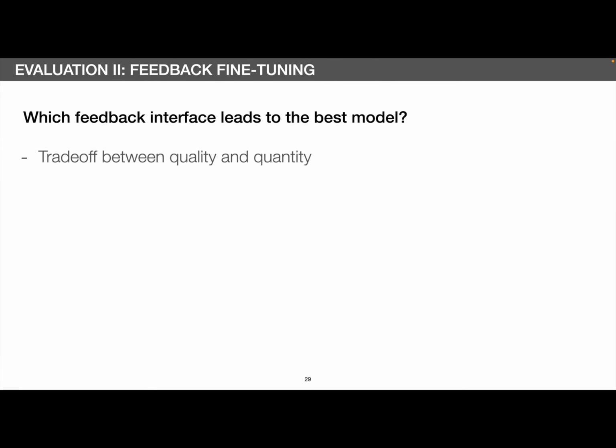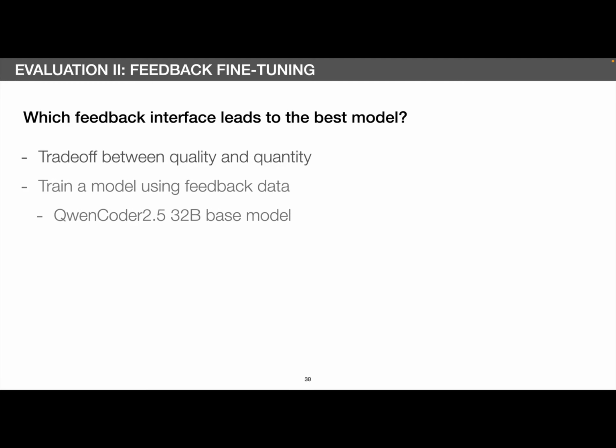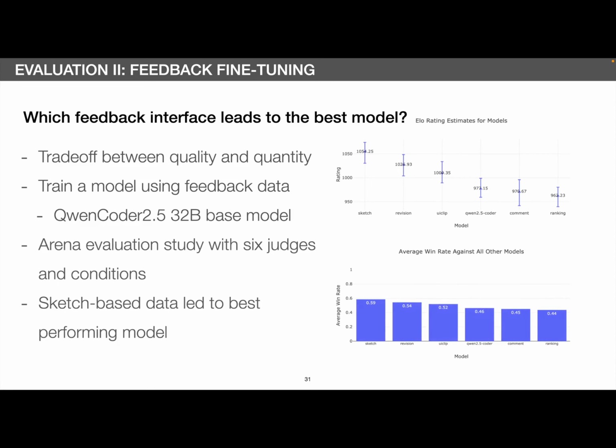But does better data actually lead to a better model? And how should we reason about this trade-off between quantity and quality? So we performed a second experiment where we first trained different reward models using each type of feedback. Then we used those reward models to fine-tune the same base LLM, Qwen Coder 2.5. When we conducted an arena-style evaluation to see how those fine-tuned models compared against each other and some baselines, we found that sketching and revision data was the most effective, with sketch feedback being rated the best on average.